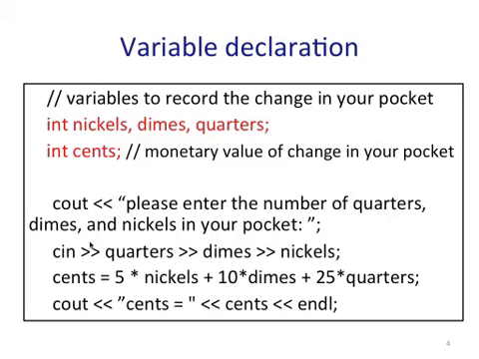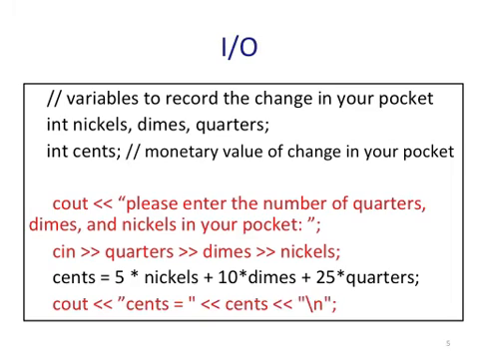So here's the program with some of this scaffolding stripped away, like the main and the include statements. We start with the variable declarations. If you remember, variables are named memory locations. So we have 3 variables to store the number of nickels, dimes, and quarters. And then we also declare a variable called cents that's going to store our calculated result of how many cents are in our pocket.